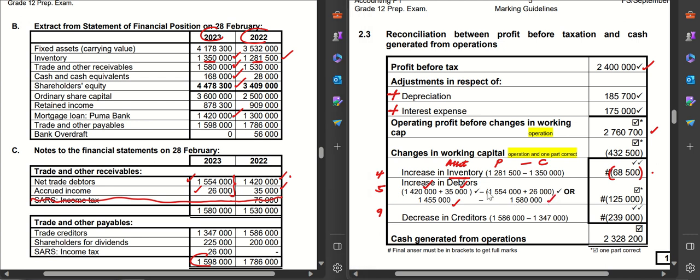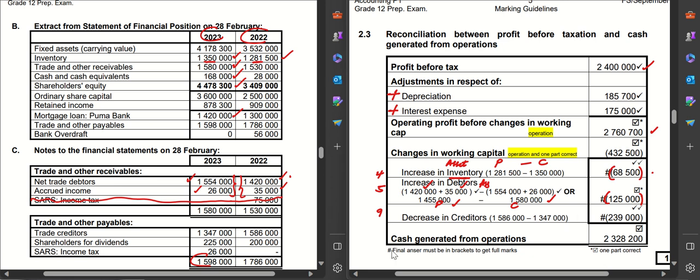So debtors are also an asset, so we would say previous minus current. That's why I have taken the previous year's amount, which is this one, and subtracted the current, which is the 1,580,000. And whatever your calculator gives you, you will get the right amount. So in this case, the calculator shows us a negative, hence you see I have a bracket over there.